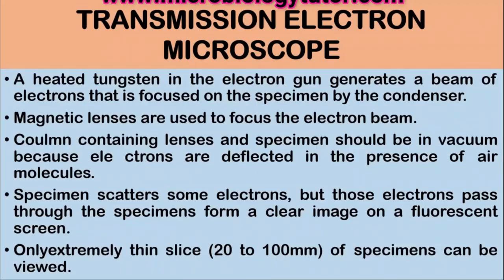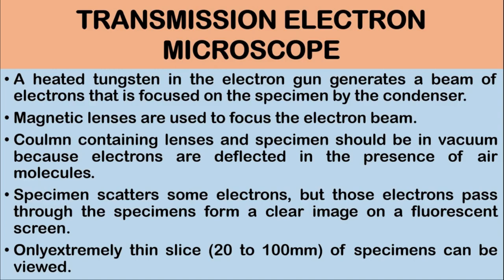Transmission electron microscope. A heated tungsten filament in the electron gun generates a beam of electrons. The beam of electrons generated by the tungsten gun is focused on the specimen by the condenser. Then magnetic lenses are used to focus the electron beam. The column containing lenses and specimen should be in vacuum. For what purpose? Electrons are deflected in the presence of air, so we have to keep a vacuum here. The specimen scatters some electrons, but those electrons that pass through the specimen form a clear image on a fluorescent screen. Only an extremely thin slice, 20 to 100 nm, of the specimen can be viewed using a transmission electron microscope.